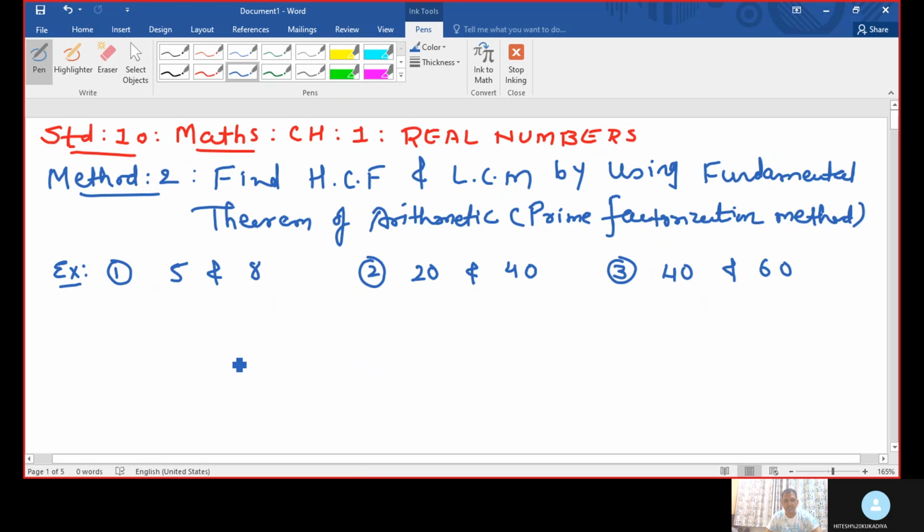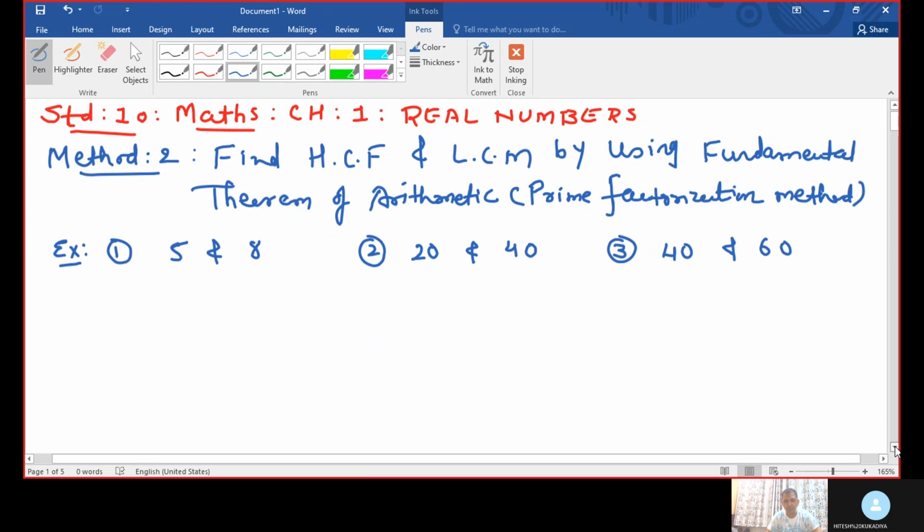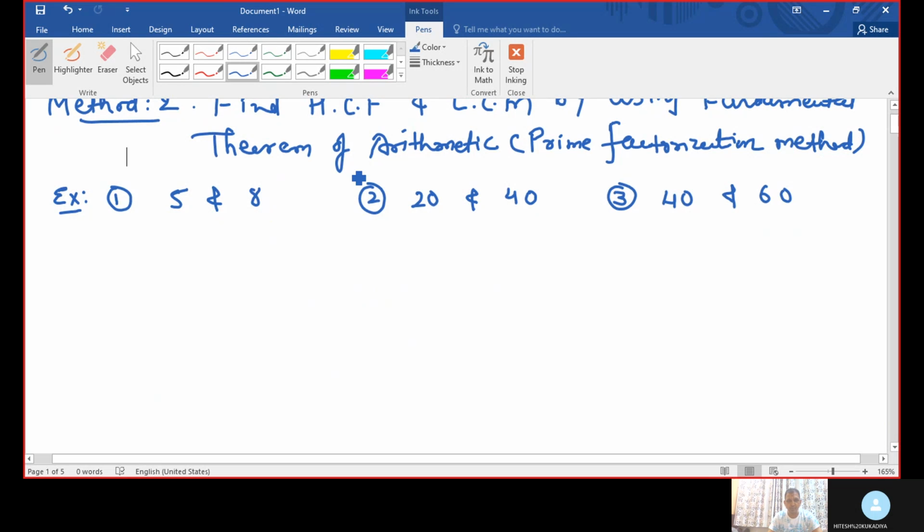First, we give 3 examples. Then we go to the textbook questions. Now let me explain the first example, and first the explanation of HCF and LCM. First of all, what is the meaning of HCF? HCF is called highest common factor, and LCM is called least common multiple.